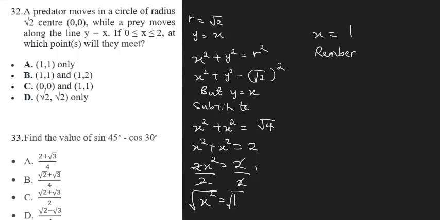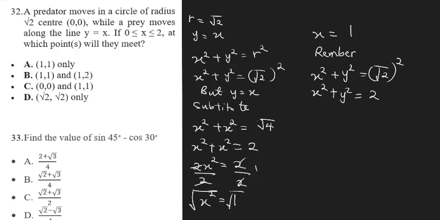So remember that we have x squared plus y squared is equal to root 2 all squared, which is the same as x squared plus y squared is equal to root 4, which is the same as 2, right? From here you can see it. So now we have gotten our x, right?